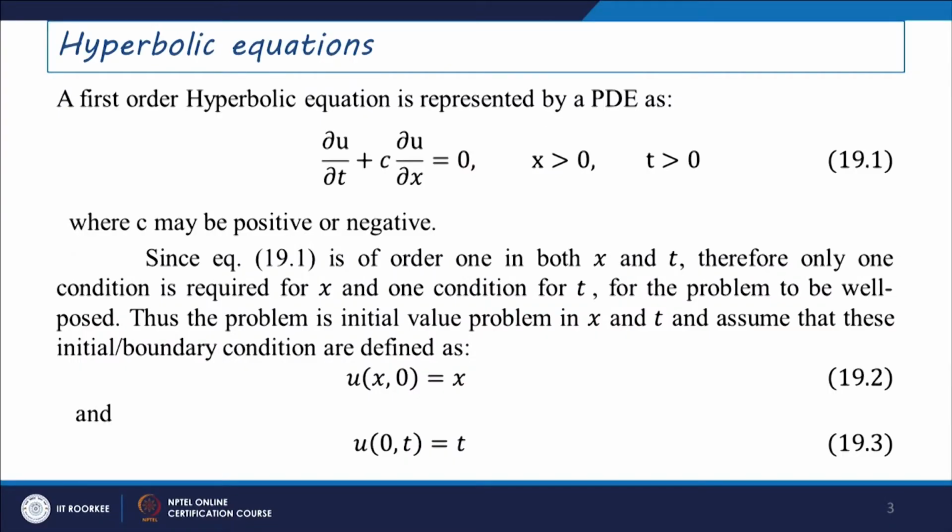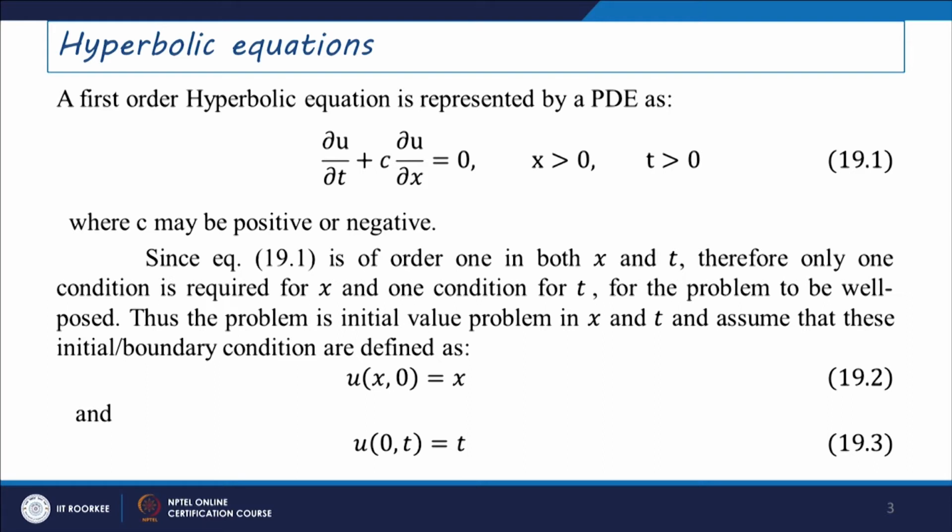If you see the equation del u by del t plus c del u by del x, both the terms are of first order in both x and t. Therefore, one condition is required for x and one condition is required for t, for the problem to be well posed.